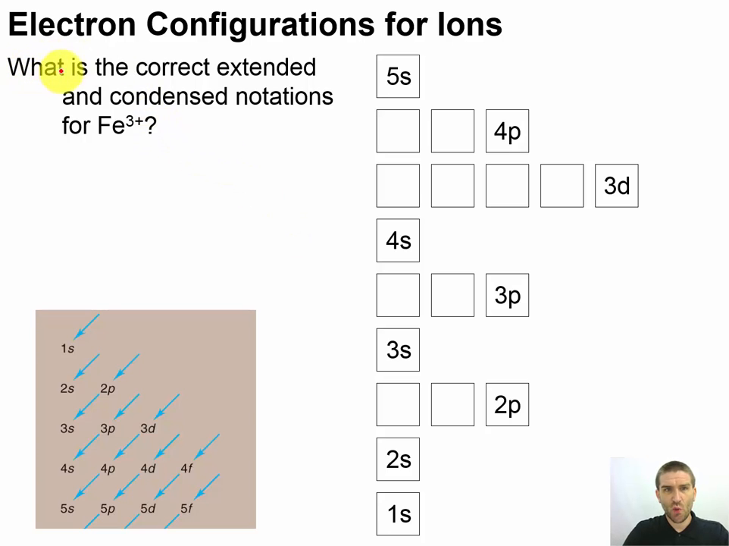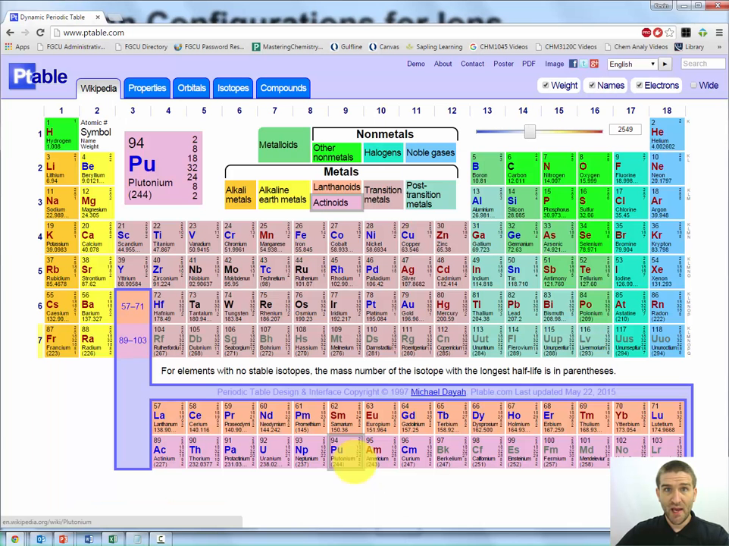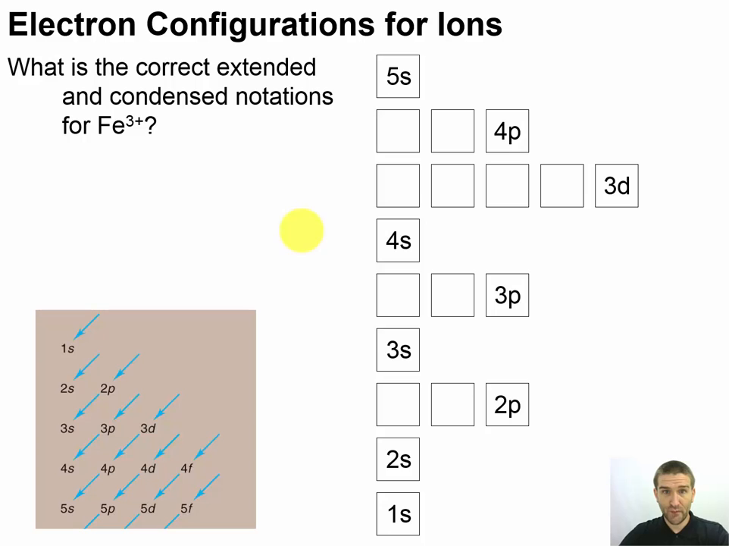It's asking us here, what's the correct extended and condensed notation for iron 3+? Before we do those notations, let's see how we fill them using the boxes. First thing to do, we need to know how many protons are on iron. Don't immediately think of electrons. Think about protons first. So let's take a look at the periodic table. Here we see that we have iron at atomic number 26, so we're going to have 26 protons to work with. Let's just jot that down. 26 protons. Now, how many electrons are we going to have to work with?